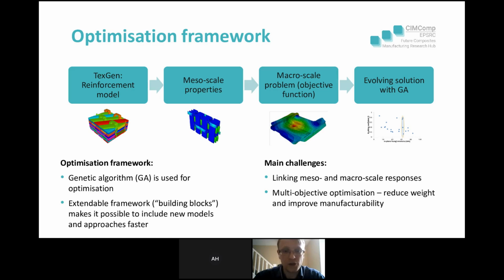So the main challenge is how to link the meso-scale properties with the macro-scale properties, and also how to perform a multi-objective optimization, so as to improve several properties simultaneously, or improve mechanical properties and processing properties simultaneously.